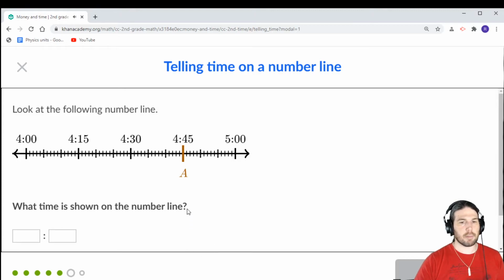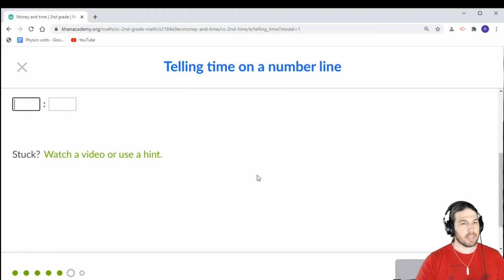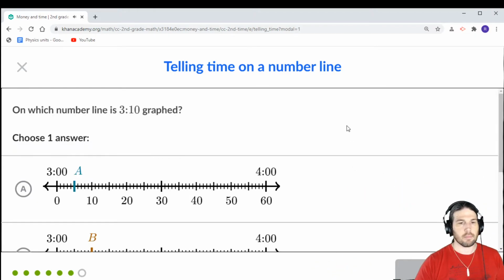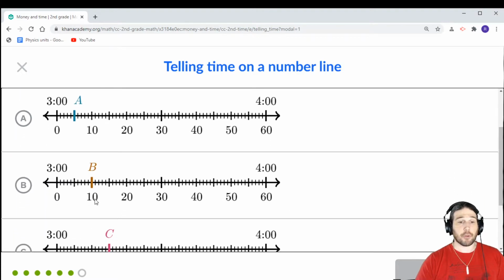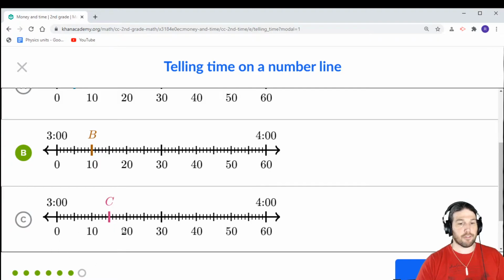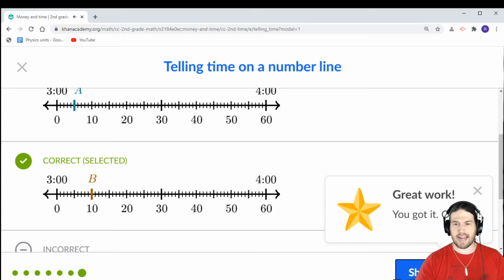Look at the following number line. Well, that's easy enough. It's on one of the times. So this is just a copy paste. That's 4:45. And then finally, 3:10. Well, A is 3:05, so that's not right. But B is 3:10. Again, since it's on the 10, you can kind of see it really easily, right? So 3:10, that's B. What is C? C is 3:15. As you can see, it's between 3:10 and 3:20. And that's that.